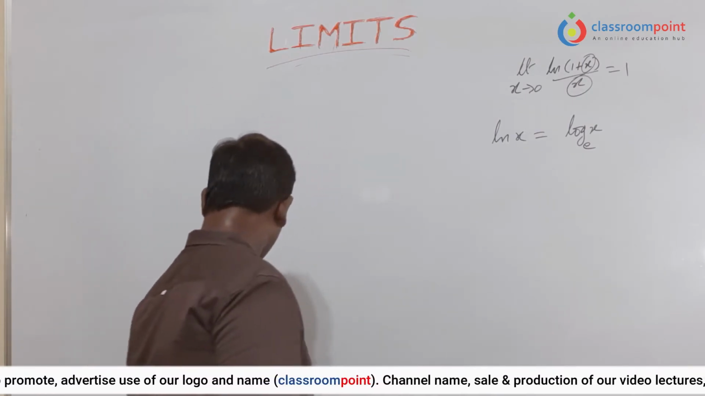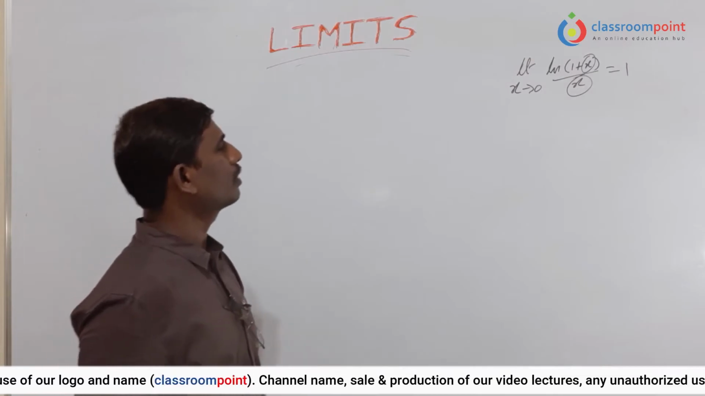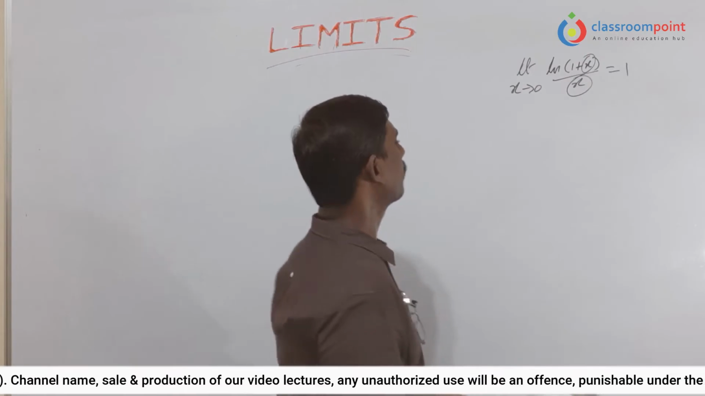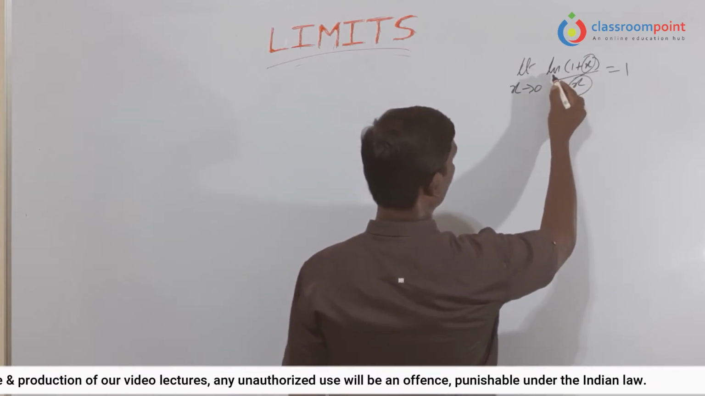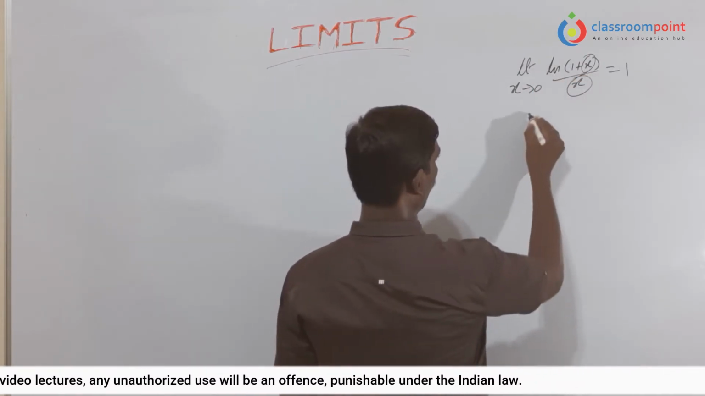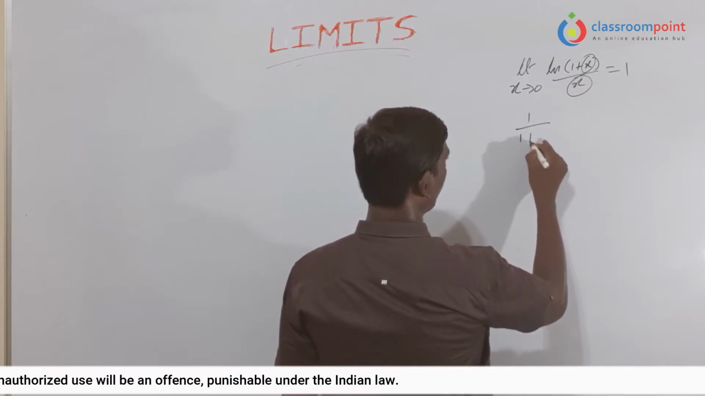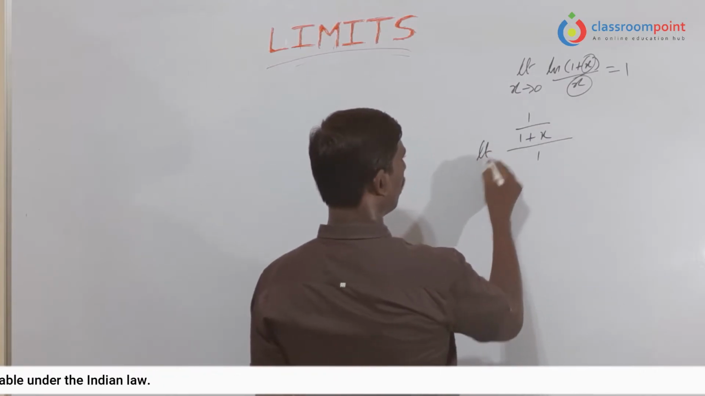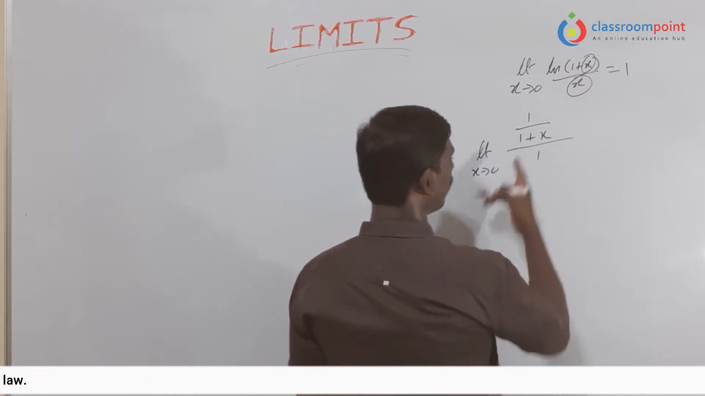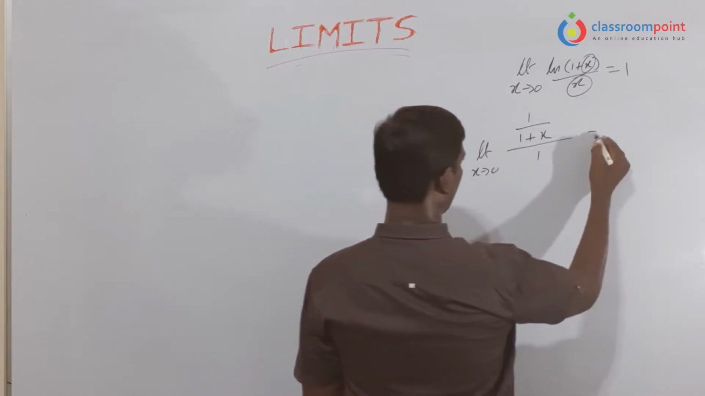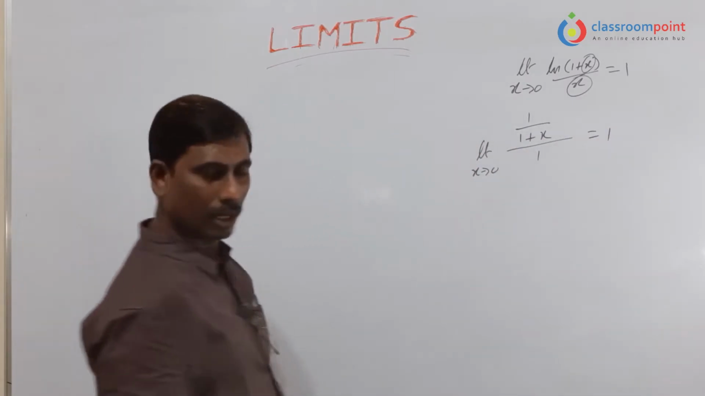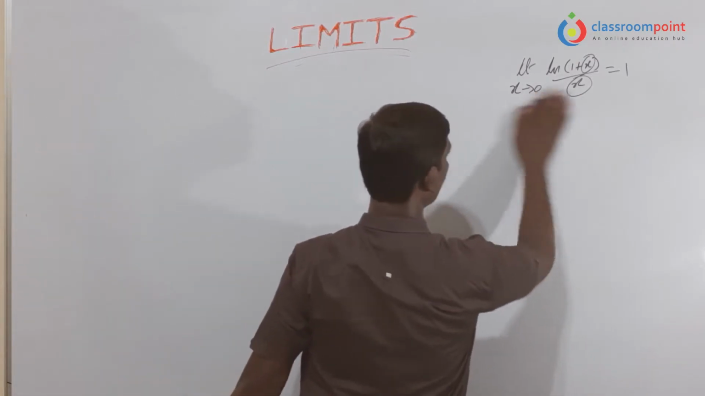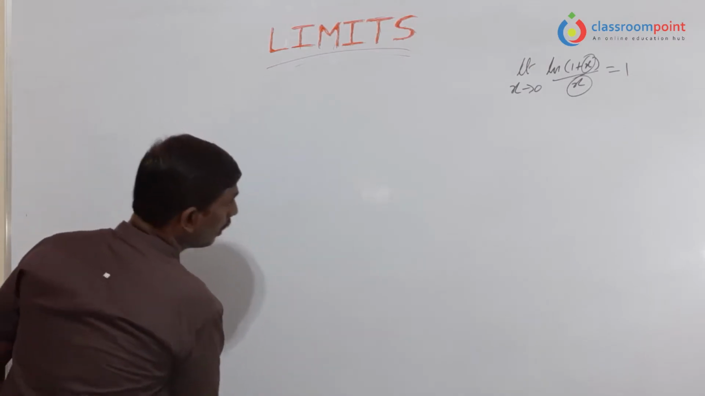Now, by using this formula, we will solve some more problems. And one more, sir, how to get 1? Simple thing, by using L'Hopital rule, log of x derivative is 1 by x. That means 1 by 1 plus x, whole divided by x derivative, which is 1. Limit x tends to 0. In the place of x apply 0. Result is 1, by using L'Hopital rule.